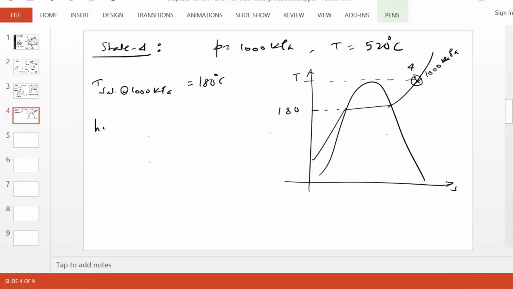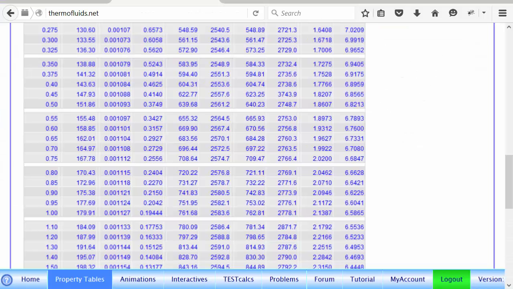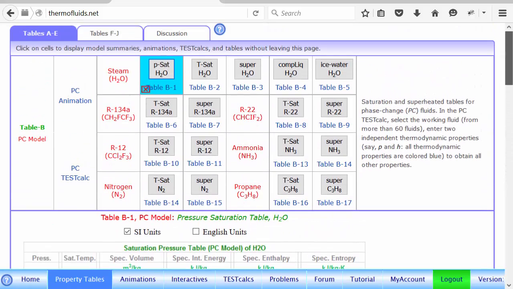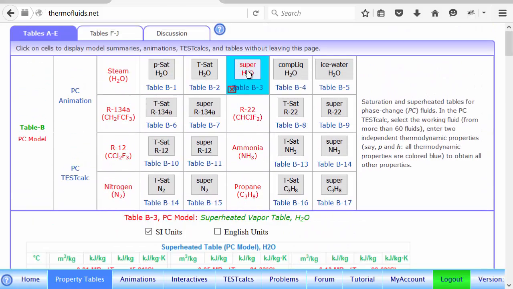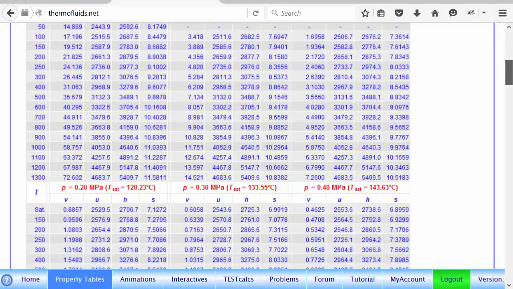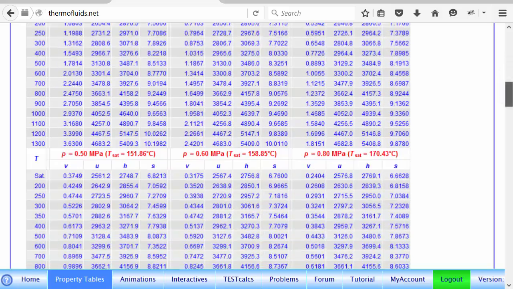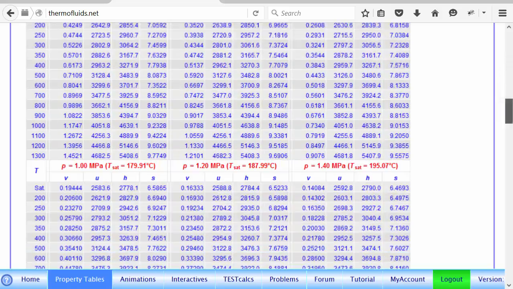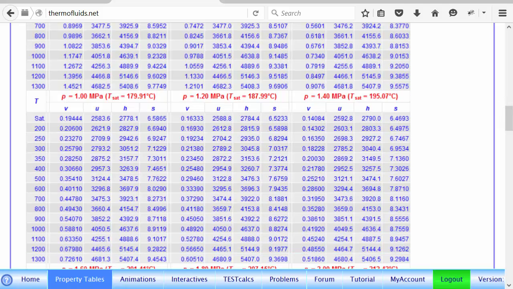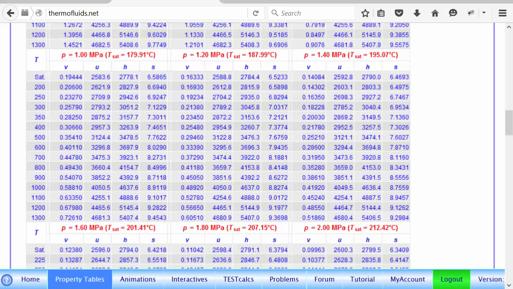To find enthalpy or any property of a superheated vapor, it's rather simple. You go to the superheated table and look for the pressure. They are tabulated according to pressures. If you know the pressure, you look it up. This is the table, and 520 degrees Celsius, hopefully it belongs here. Oops, it's between 500 and 600.